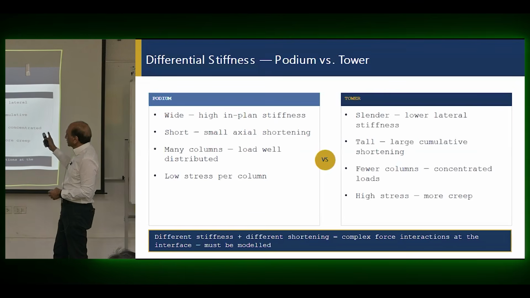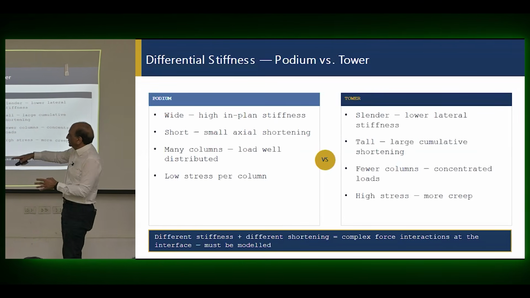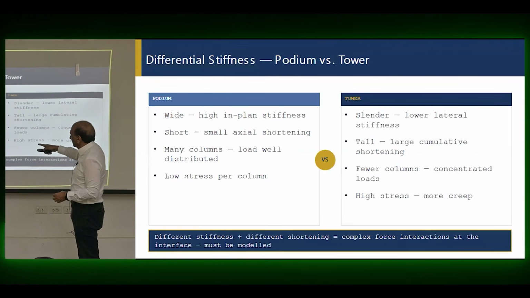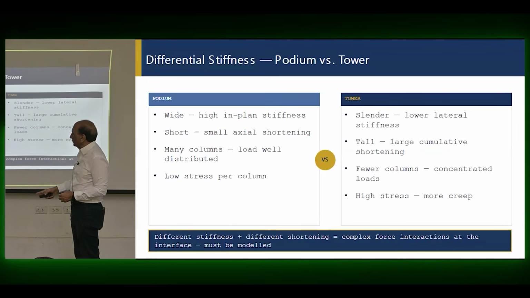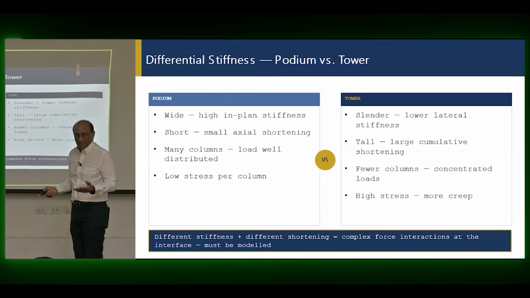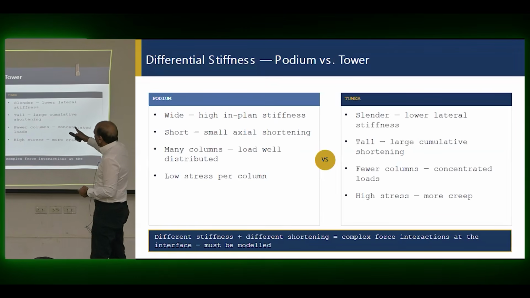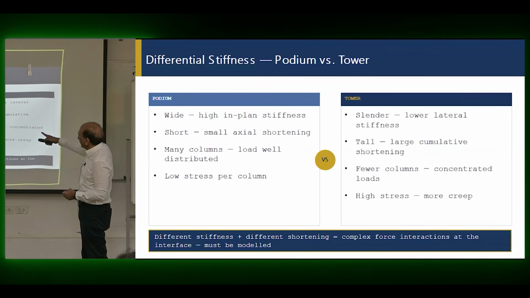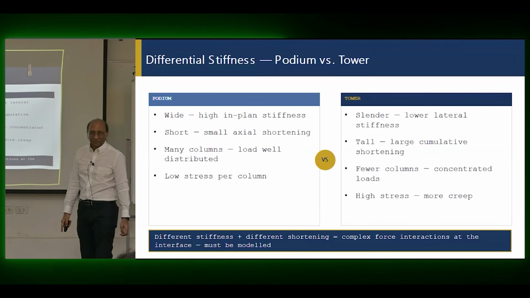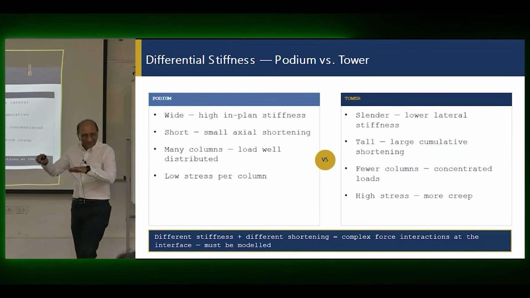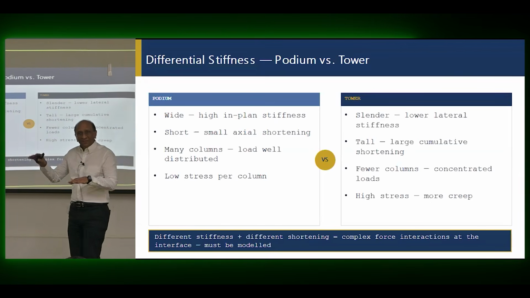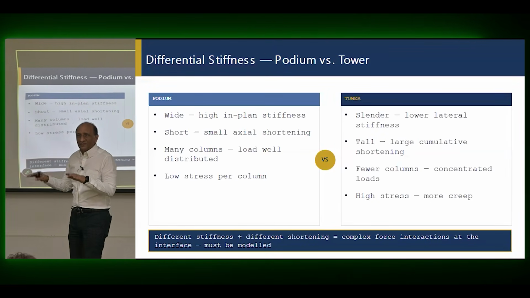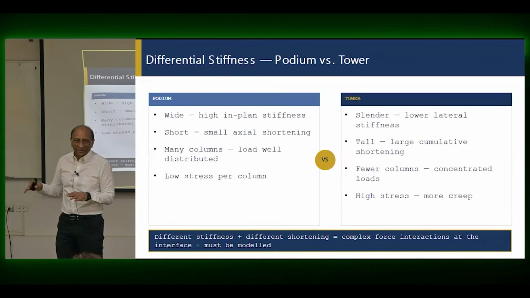So different stiffness, podium versus tower. Podium: wide, high in-plan stiffness, short, small axial shortening, many columns, load is well distributed, low stress per column. Obvious things, but you need to know. Tower: slender, low lateral stiffness, tall, large cumulative shortening, fewer columns, high stress, more creep, right? So you can see here, two parts of the building having very different demands and structural properties, but they are connected together.